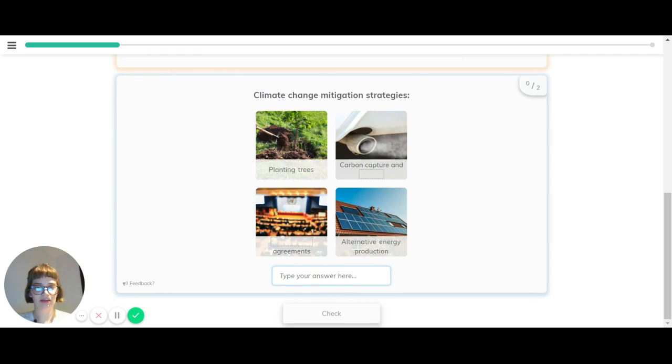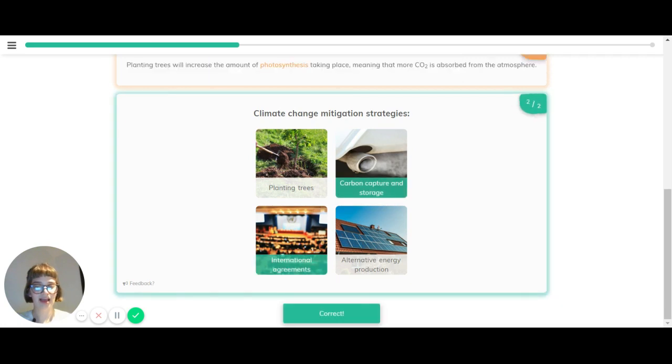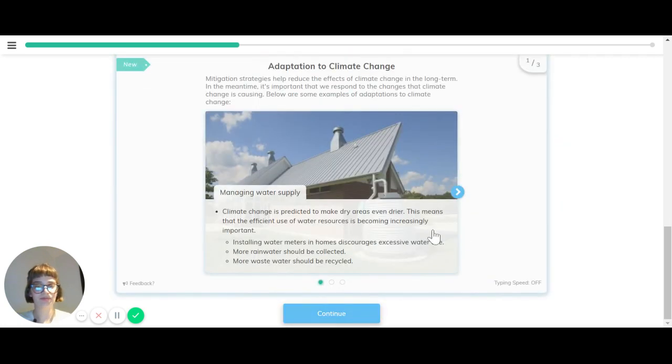What are the different climate change mitigation strategies? Planting trees, carbon capture and storage, international agreements, and alternative energy production.